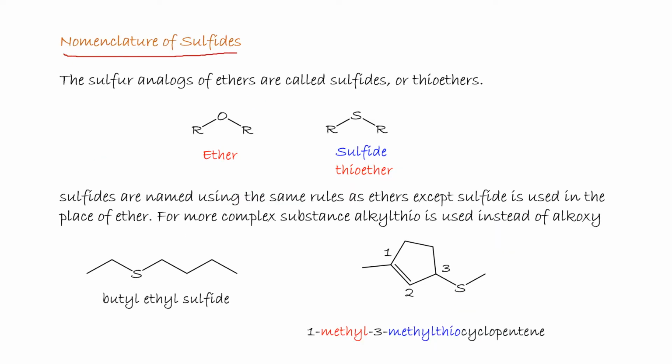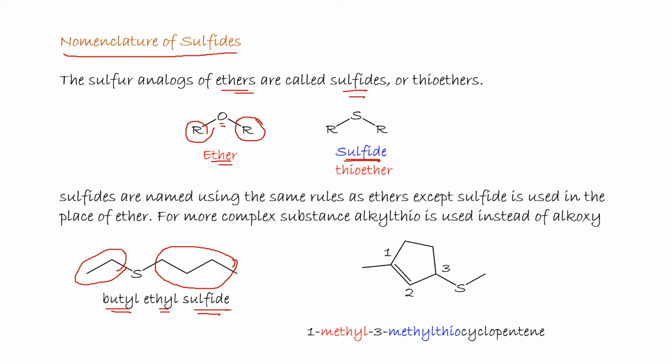Nomenclature of sulfides. The sulfur analog of ether is called sulfide. So if you call this ether, then this will be thioether or sulfide. Before, we named the alkyl groups and then called it ether as one type of nomenclature. In this case it will be ethyl, butyl. B comes first, so it's butyl ethyl sulfide.